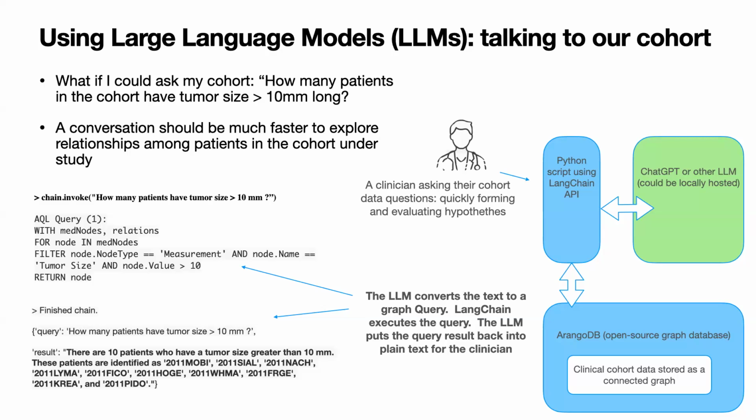I asked it, okay, how many patients have this tumor size? And the language model converted my query into graph query language, ran it on the graph, and then took the output and put it back into text for me. So it could tell me which patients were the ones that had the right outcome. If we had richer embedding information in this graph, if this was a knowledge graph, then I'm going to suggest that this is kind of the new RAG.